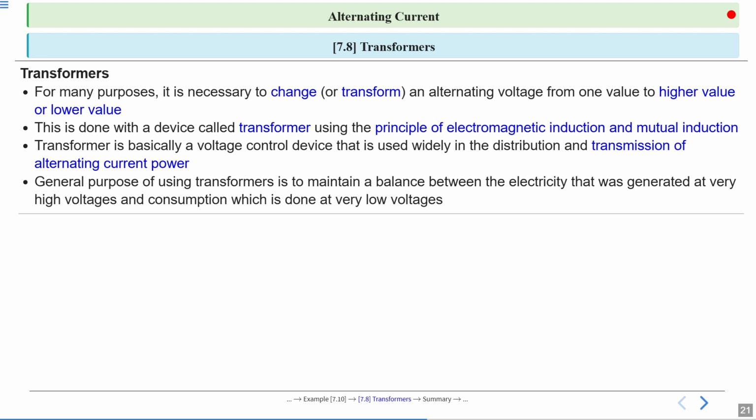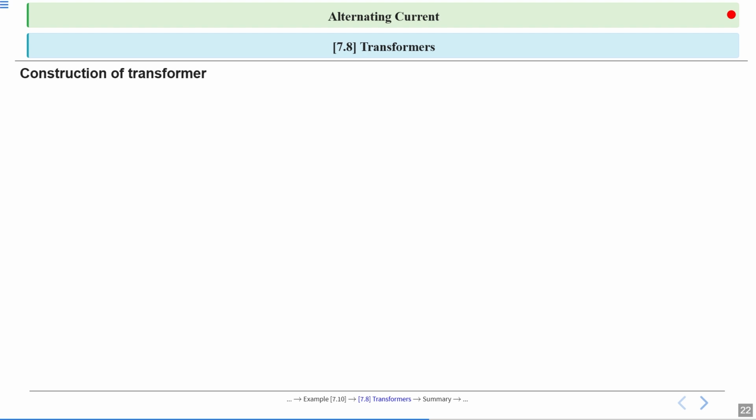What are consumption sites? Our homes. We are using electricity at very low voltage, 220 volt, but in power lines it is about 11,000 volts. So a transformer is basically a voltage control device. It is controlling voltage, stepping up or stepping down voltage. What type of transformers do we see near our homes? Those are step down transformers. They decrease the voltage from high value to low value.